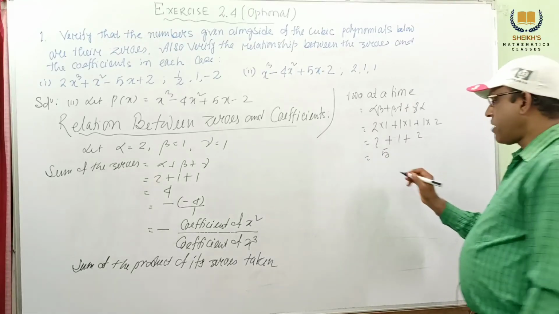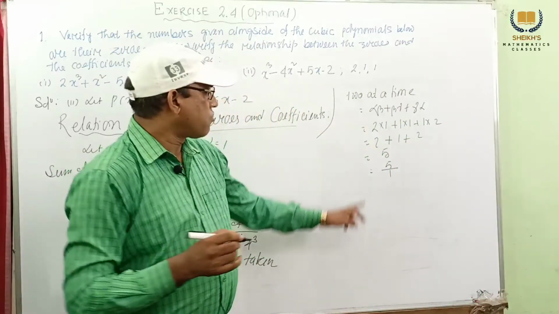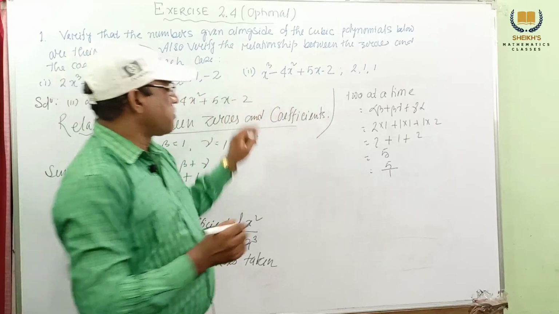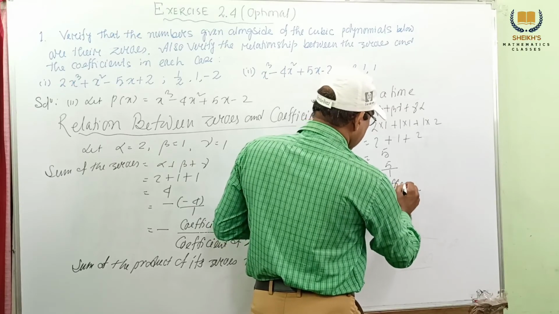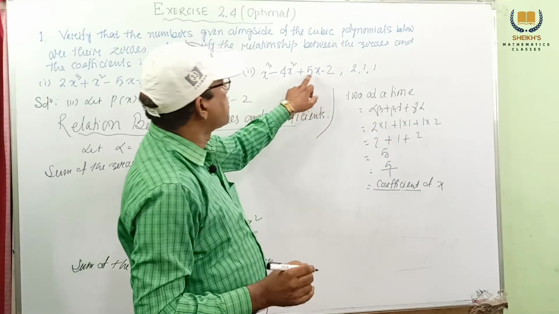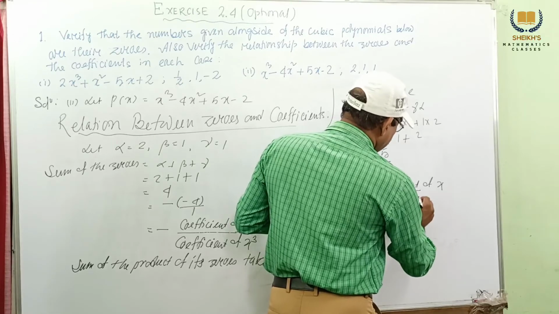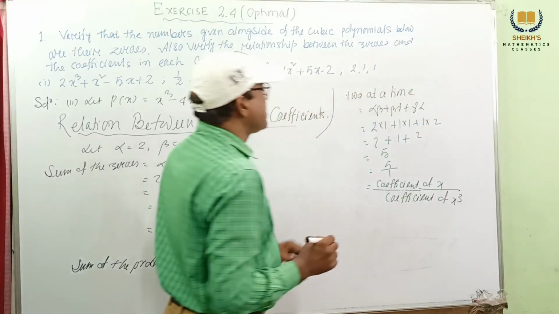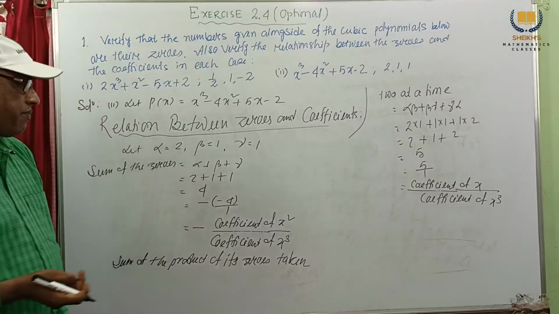We get 5. So 5 can be written as 5 by 1. 5 means the coefficient of x and 1 means the coefficient of x cube. So this is coefficient of x by coefficient of x cube. So these are the product of its zeros taken 2 at a time.